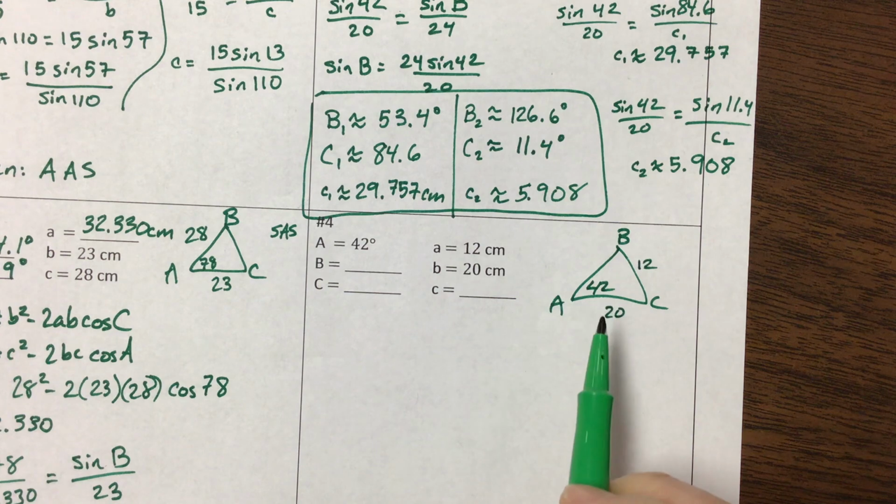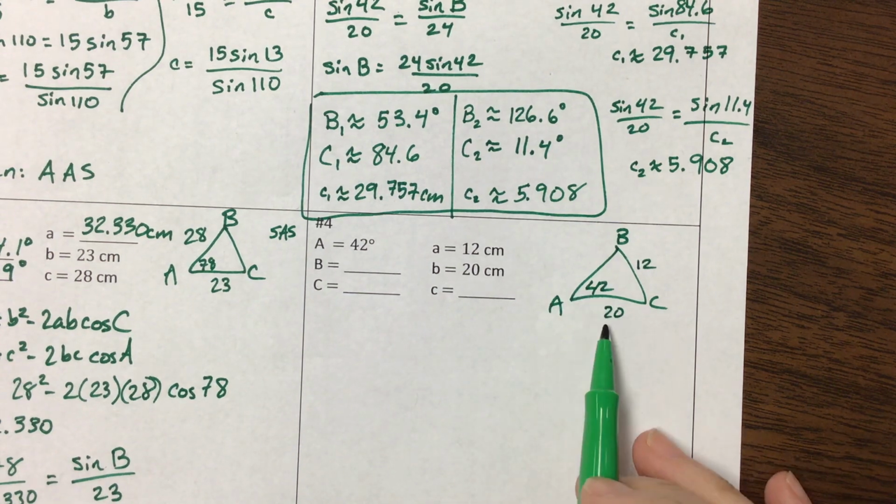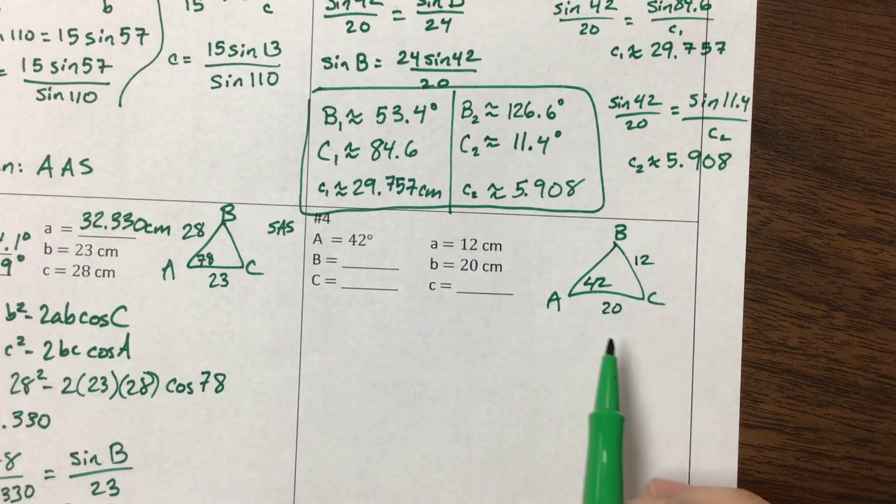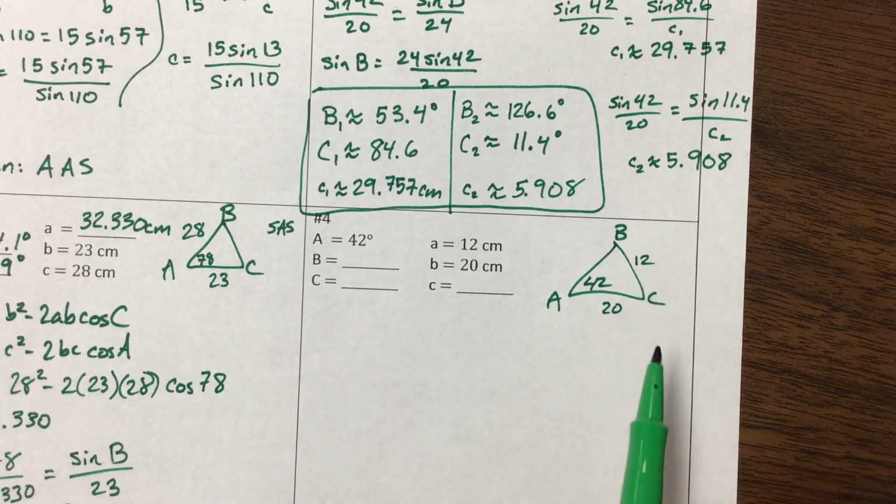So notice right away we see that this is the bad word. Angle, side, side is the bad word. We don't want the bad word. We don't want the bad word backwards. This is the ambiguous case.